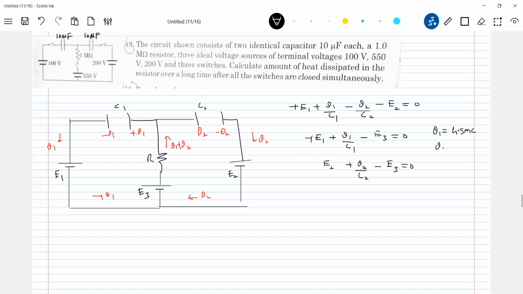Q2 is 3.5 millicoulombs. Okay, after getting this, both I got positive. So definitely the charges will not be the same. Are you getting this one? Now, what about the heat generated?